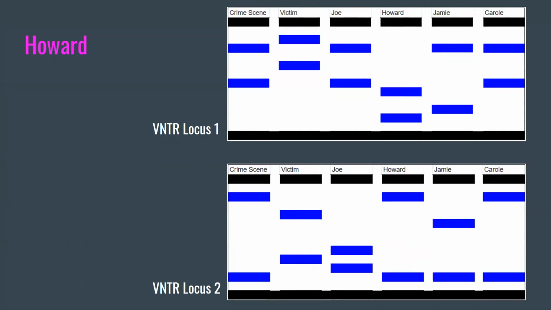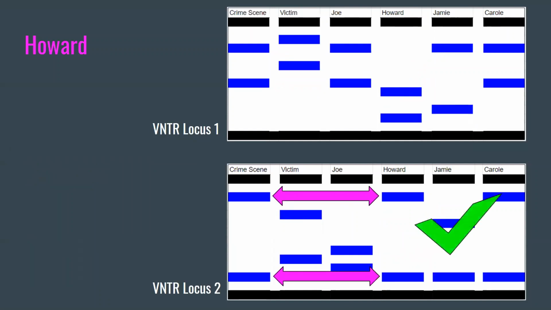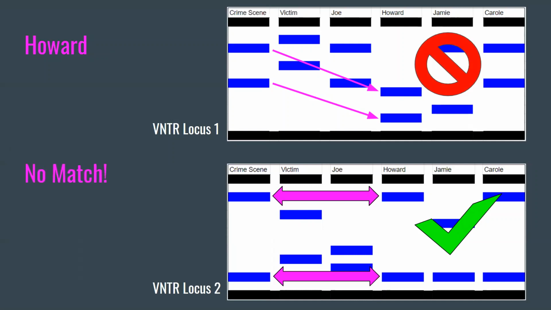Next, we will look at Howard. Howard's DNA bands match with the evidence left at the crime scene on the second VNTR locus. For the first locus, there isn't a match. Because Howard's DNA bands do not match on both loci to the evidence, we can remove him from suspicion.